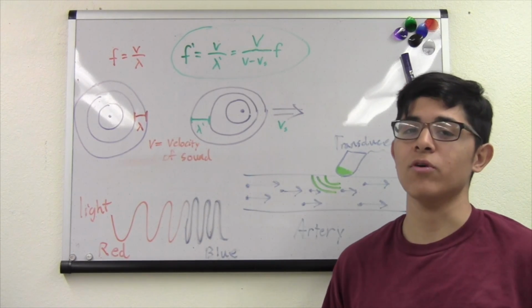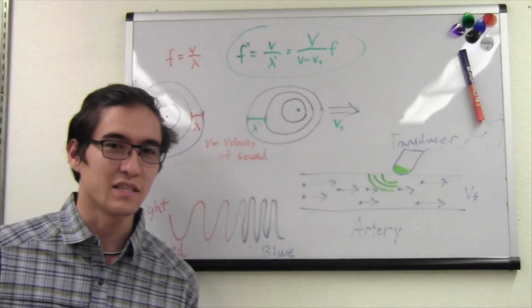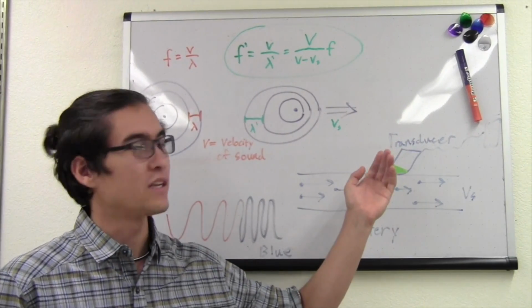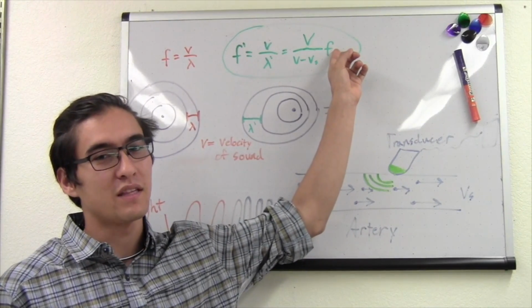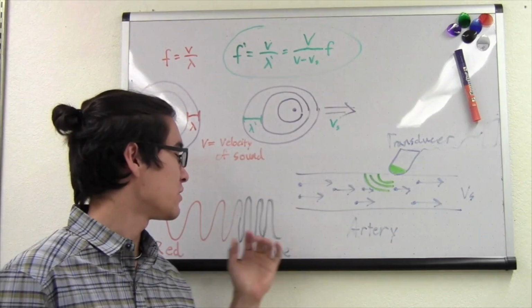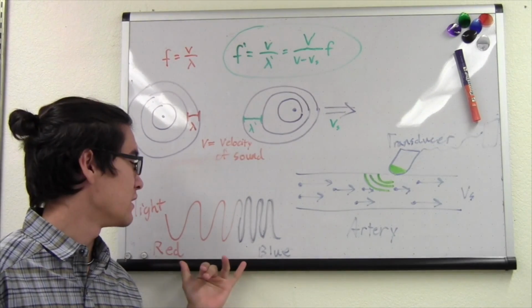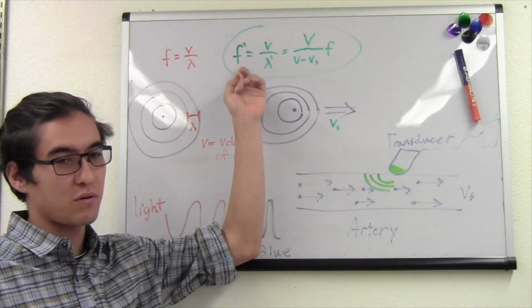And the initial frequency that we get from our transducer is represented as f. And the newfound frequency that we want to look at in our images is the f prime value.